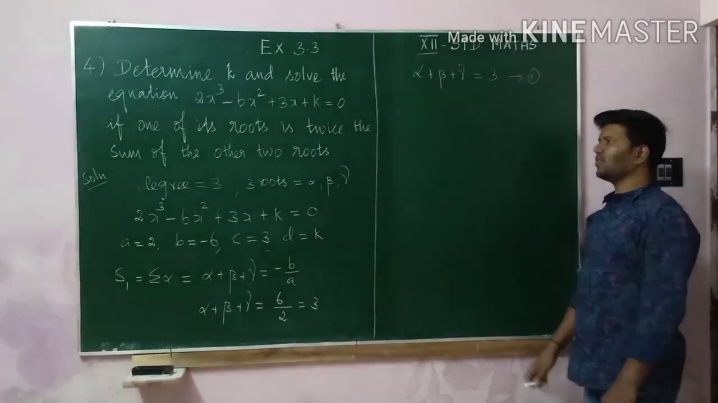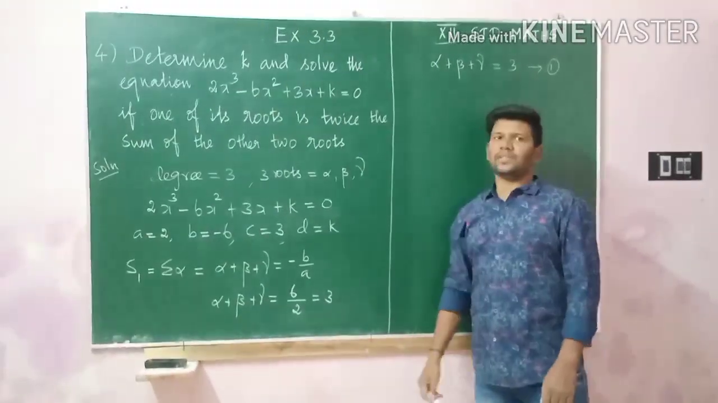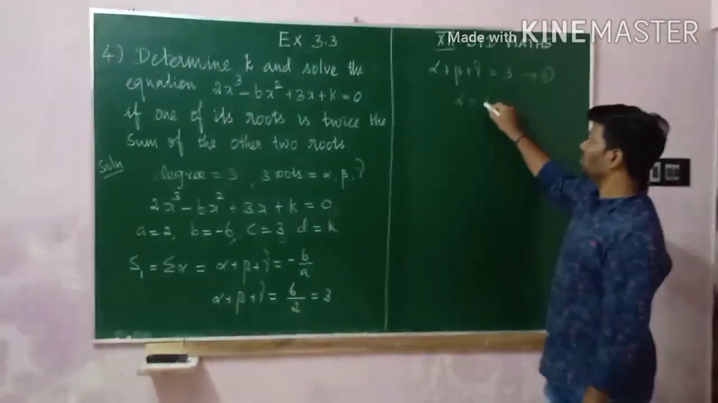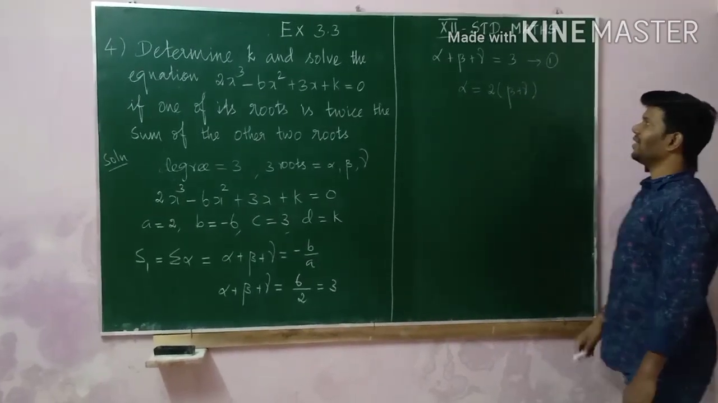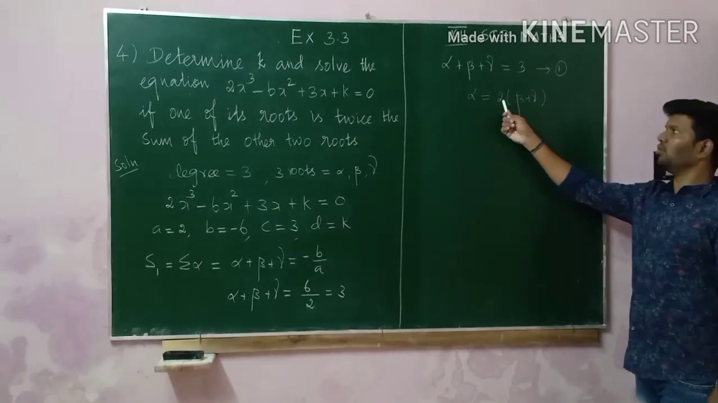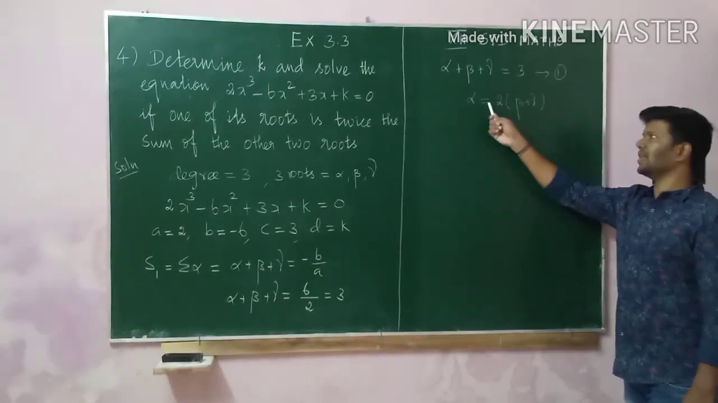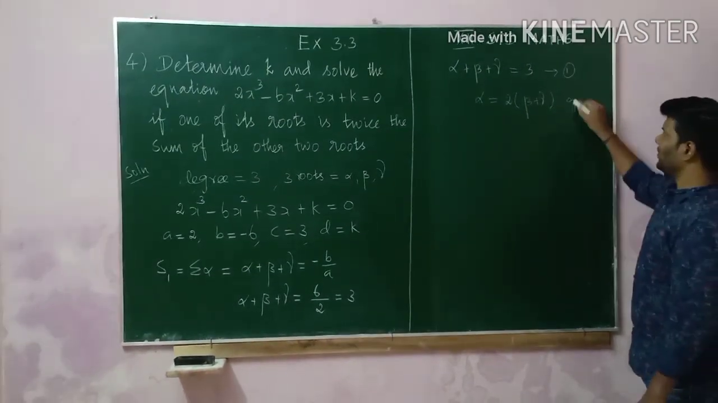But what is given in the question? One of its roots is twice the sum of the other roots. That is, alpha is equal to 2 times of beta plus gamma. One of its roots is twice the sum of the other roots. So this is given in the question.